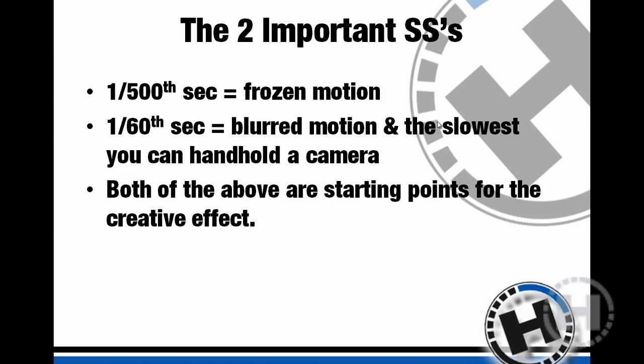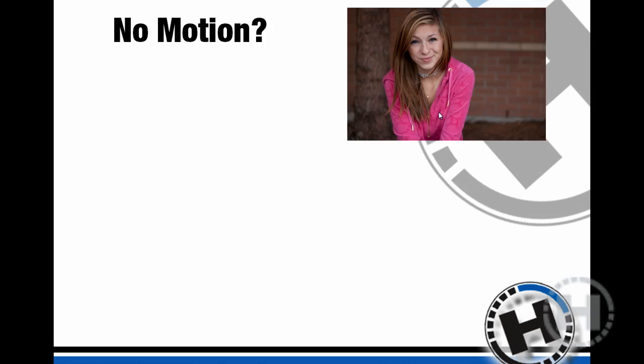Both of the above, as I mentioned, are starting points for the creative effect. Okay, you might put 1/60th of a second into your camera and attempt to blur, say, a car, and you'll find that there's not enough blur on the car. Okay, again, it's only our starting point. So to really get additional blur, you would go slower. Okay, so 1/500th of a second, that's where we're going to start for frozen motion. As a starting point, you can go up or down to get the exact effect that you're looking for, and then 1/60th of a second for blurring motion.